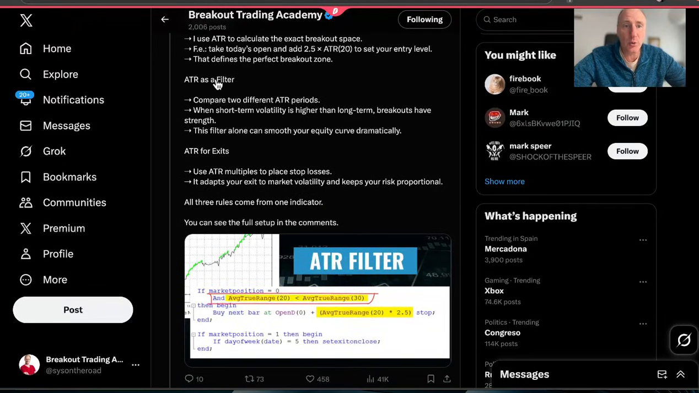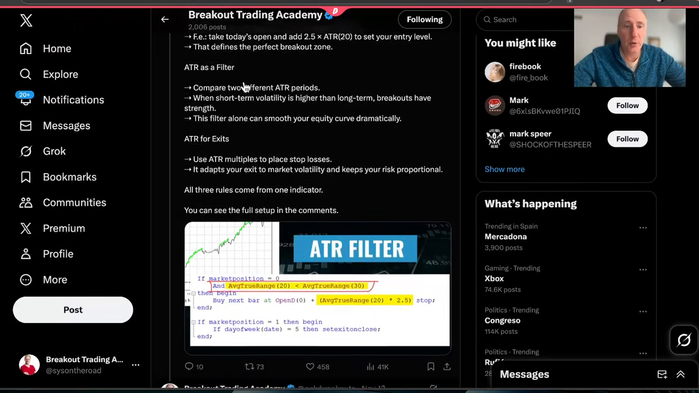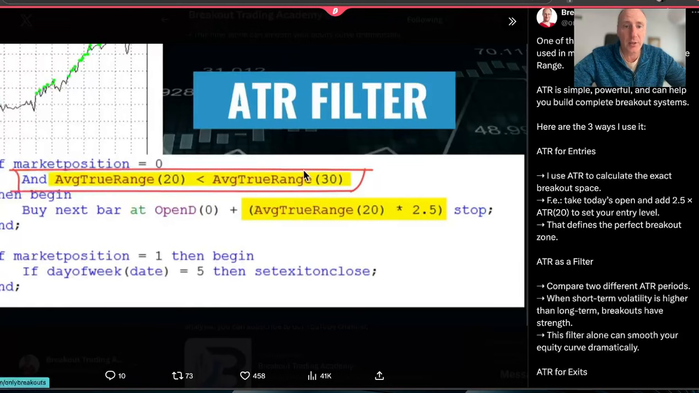Then I can also use ATR to compare two ATR periods, which I actually did on this image, where I compared ATR period 20 and ATR period 30, which, by the way, by itself is a very, very powerful filter. So just taking a faster and a slower ATR, average true range, and comparing two different volatilities, let's say the more current one with the average one, or just two different periods of volatility, that alone is a profound filter.